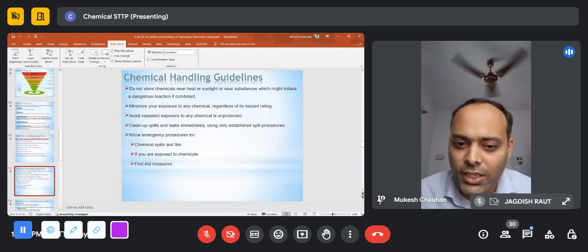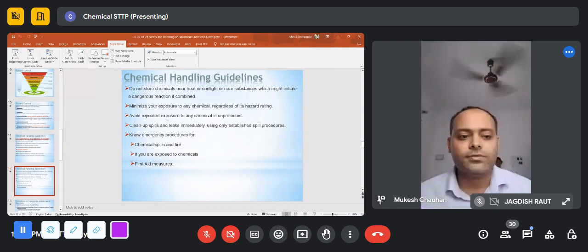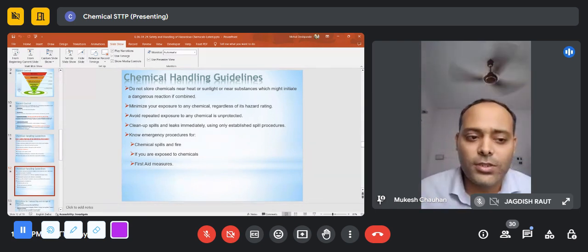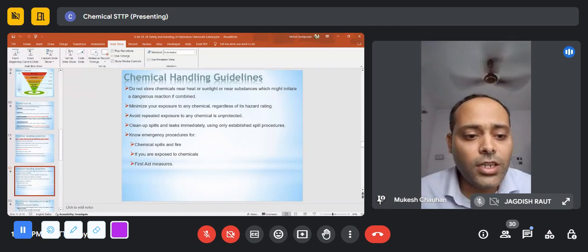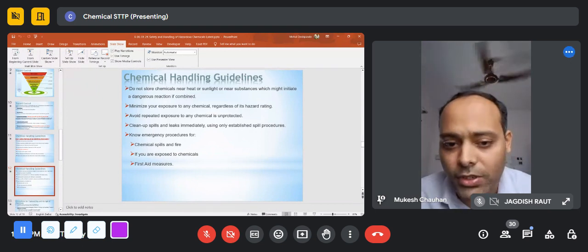And first, most important, avoid repeated exposure to any chemical in unprotected environment.